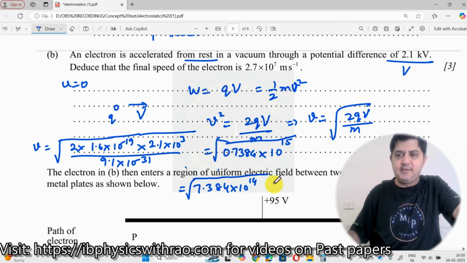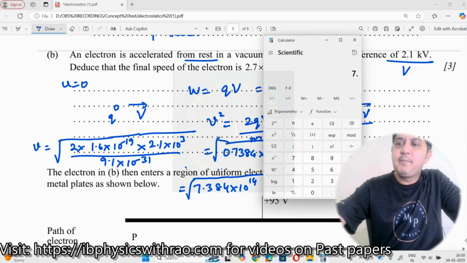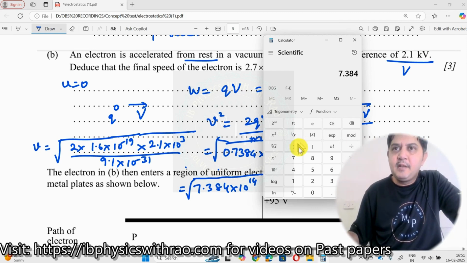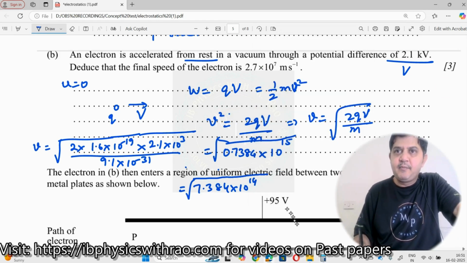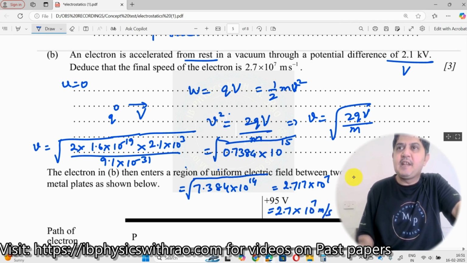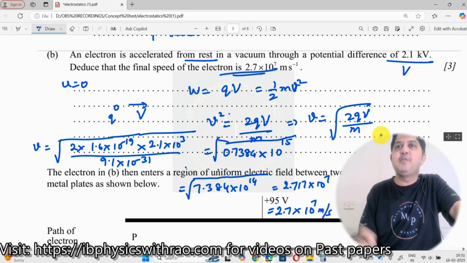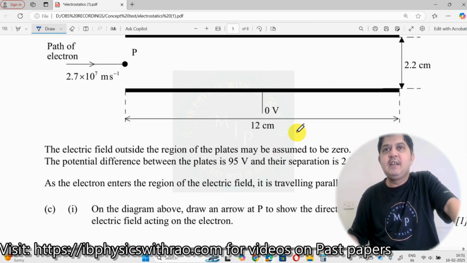Now I can solve this. Take the root of 7.384. The square root of this will be 2.717. And 10 to the power of 14 whole to the square root should be 10 power 7. So in other words, this should be 2.7 into 10 to the power of 7 meter per second, and that is what I need to prove. I've done this. Okay, now let us move on to the next one.